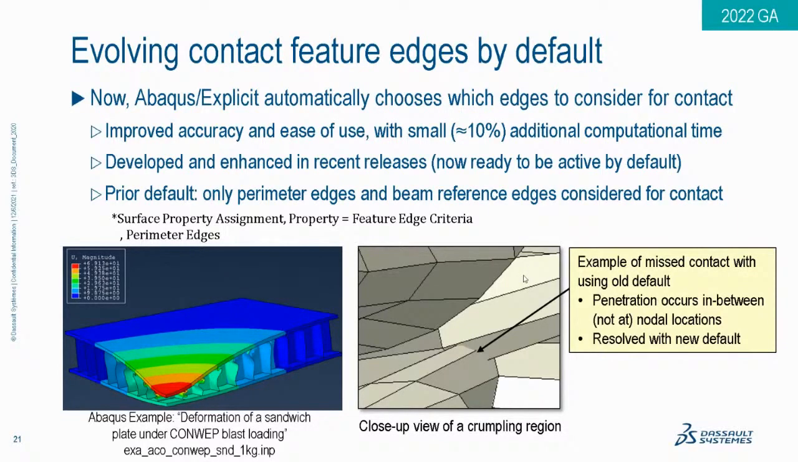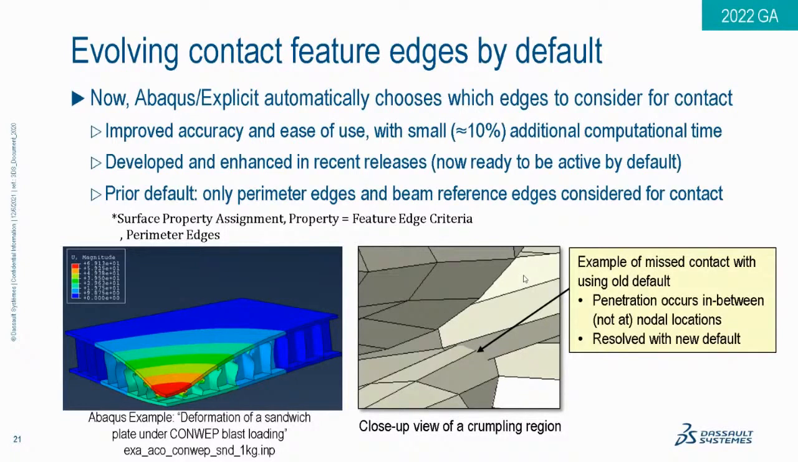Of course, those good things don't come for nothing, and there is a performance penalty associated with that. So as we set out to develop this capability, we set a goal that we would activate this feature by default once it carried no more than a 10% performance penalty, meaning additional computational time. So we've had evolving feature edges in the software for a couple of releases now. In 2022, we've reached our 10% threshold, and we now turn these on by default.